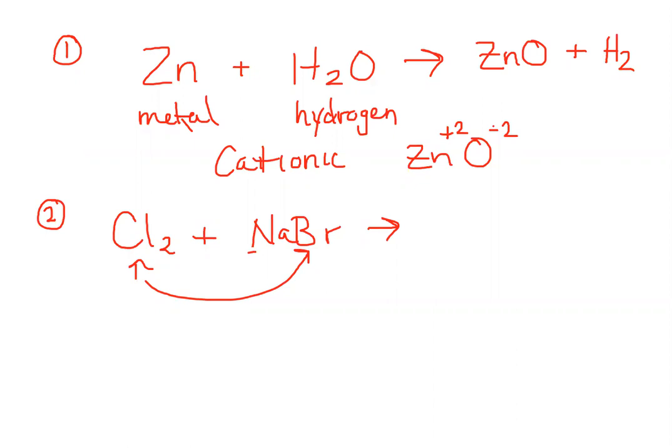So we're going to have NaCl, and if we look, you already know that NaCl is salt, because Na has a +1 and Cl has a -1. So that gives you NaCl, and then we're left with bromine, and bromine is a diatomic. So it's got to have a 2.